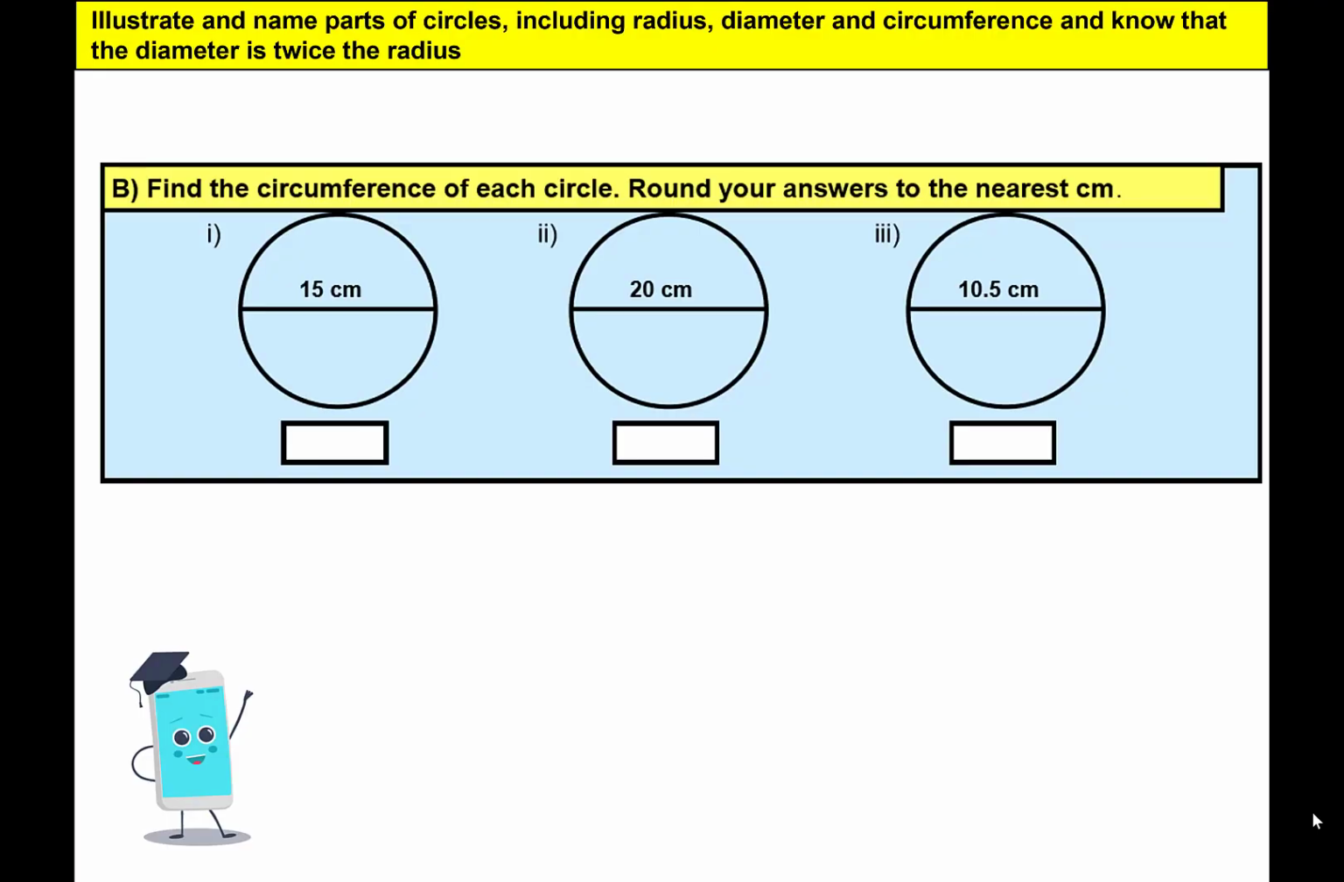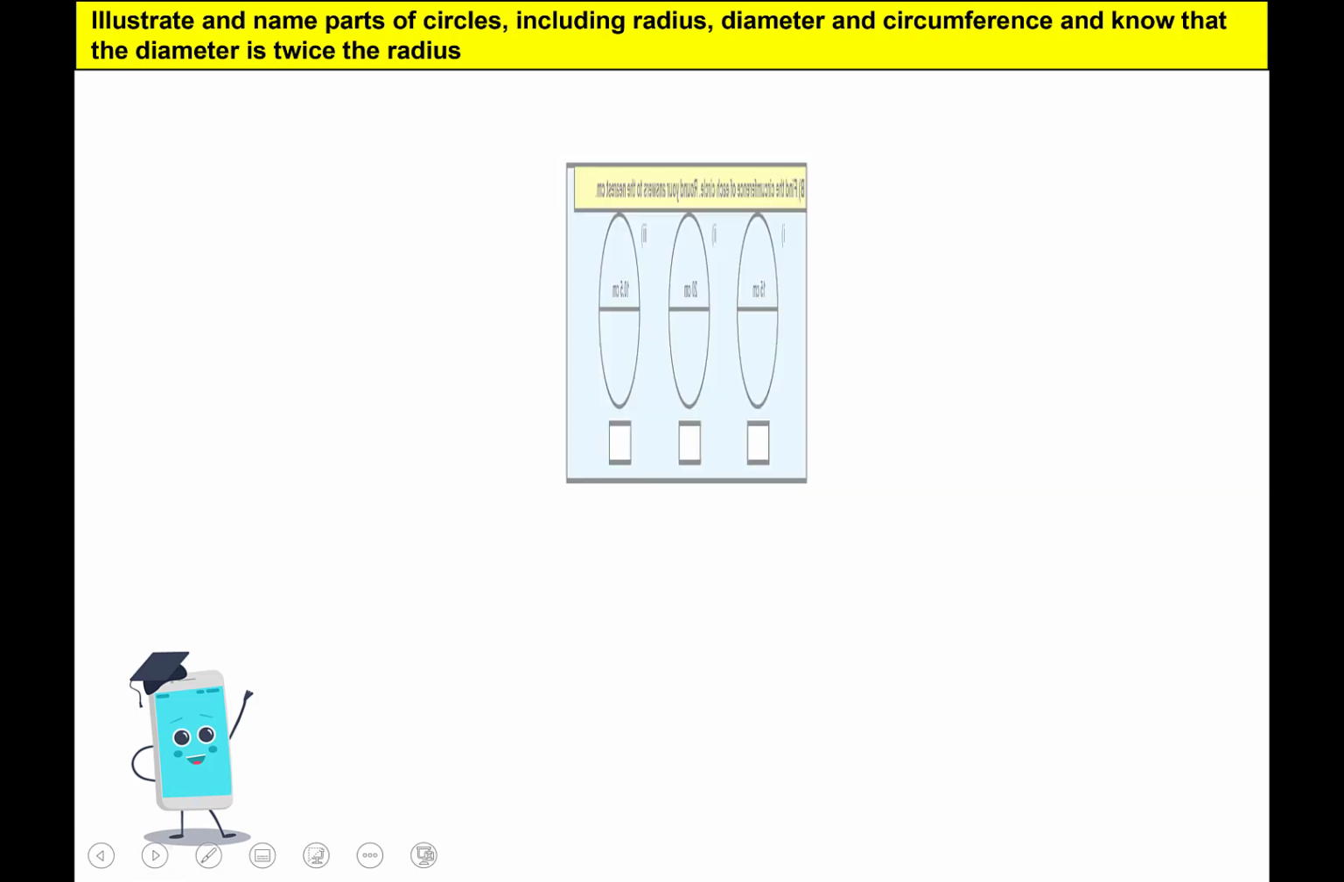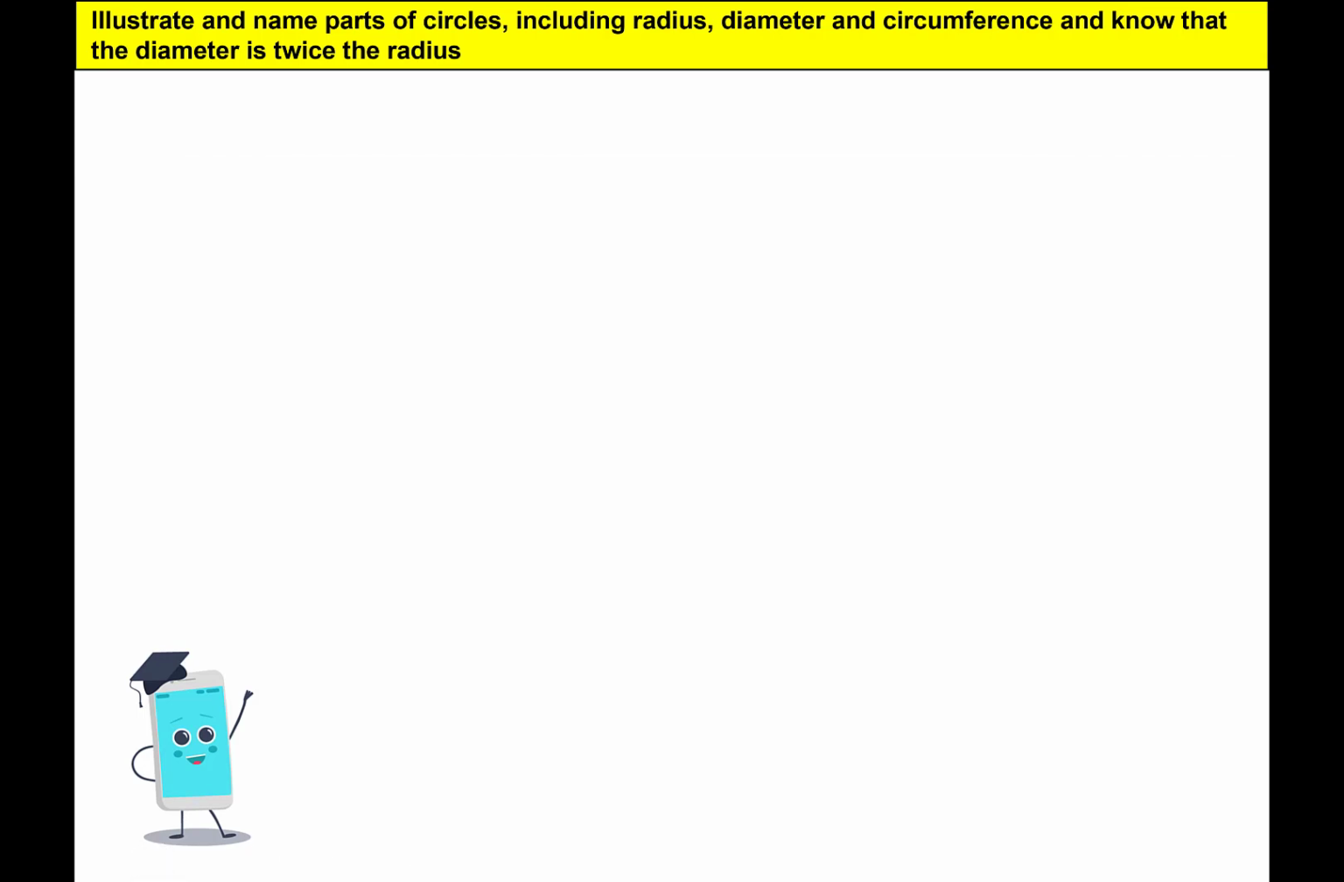The next activity is to find the circumference of each circle, and then we need to round our answers to the nearest centimetre. So 2 different skills there. First of all, finding the circumference, and secondly, being able to round your answer to the nearest centimetre. So let's have a look using a different example. Again, if you feel confident, you can pause the video or skip this section and have a go on your own. But if you'd like a bit of help, we're just going to go through one example now.